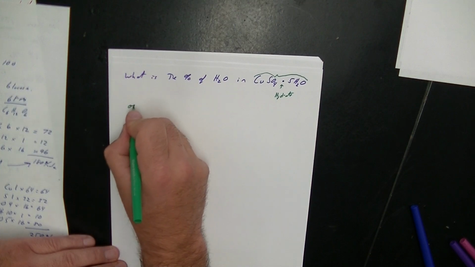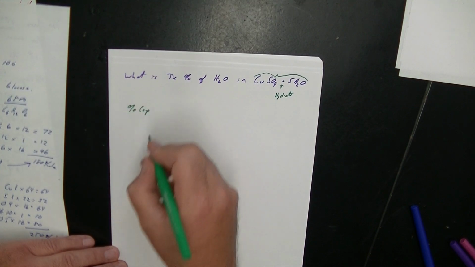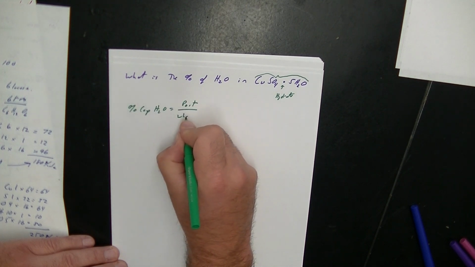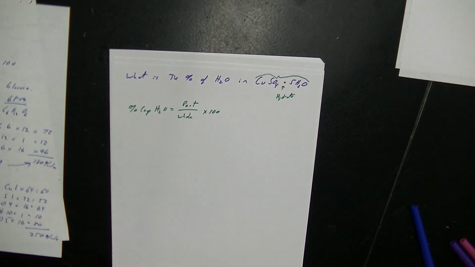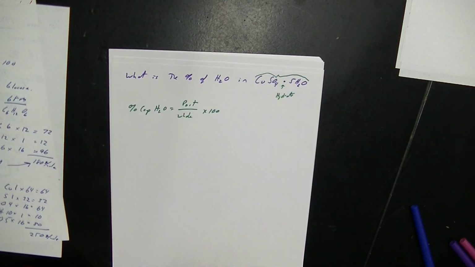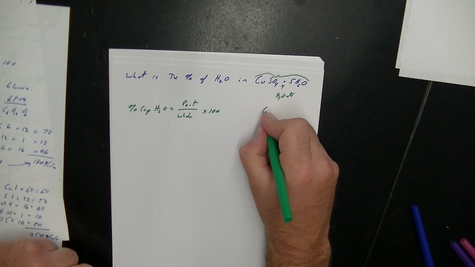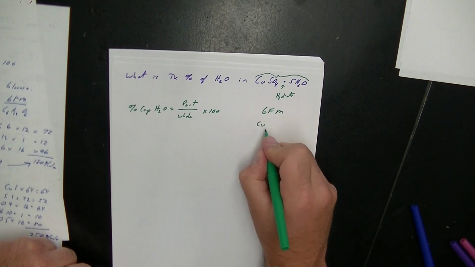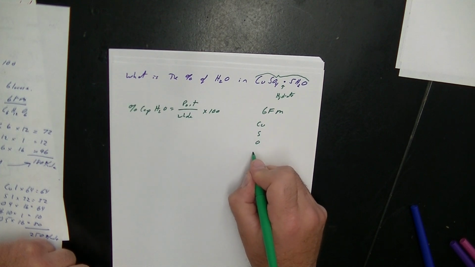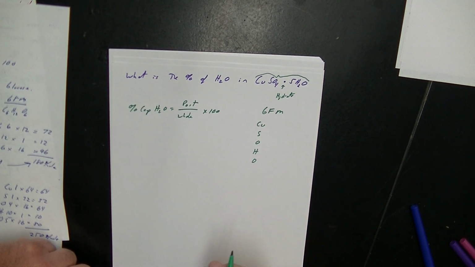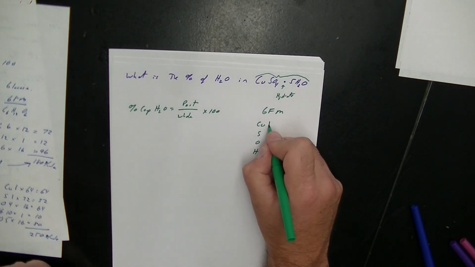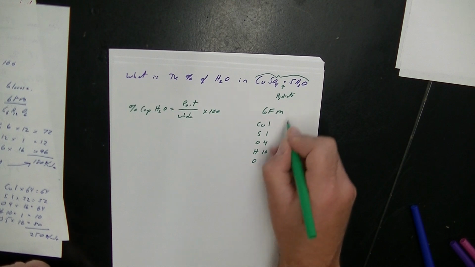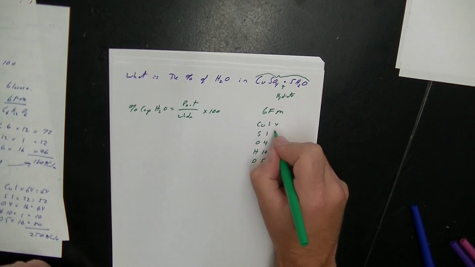Okay, so the percent composition of H2O is really just part over whole times 100. Now again, I didn't give you any lab numbers, so we're going to use GFM. And just start by listing these. So I have coppers, and sulfurs, and oxygens, and hydrogens, and oxygens. And I have one of these, I have one of these, I have 4 of these, I have 10 hydrogens, and 5 oxygens.